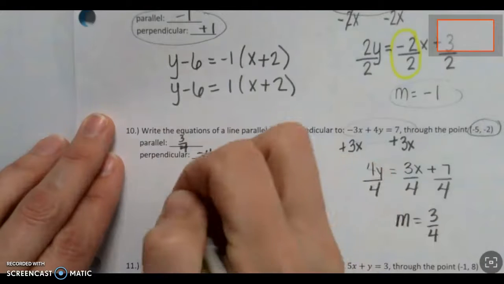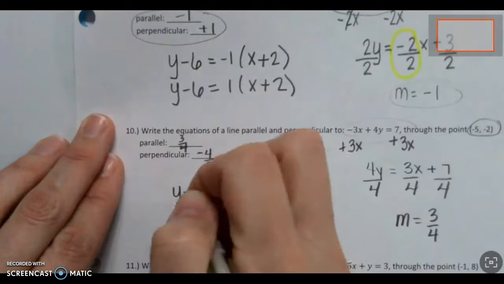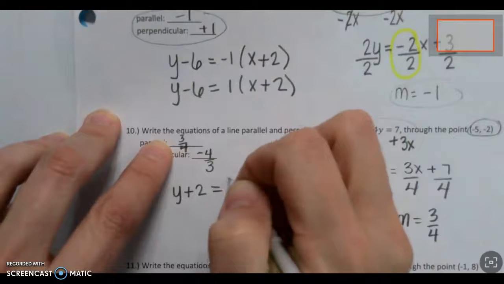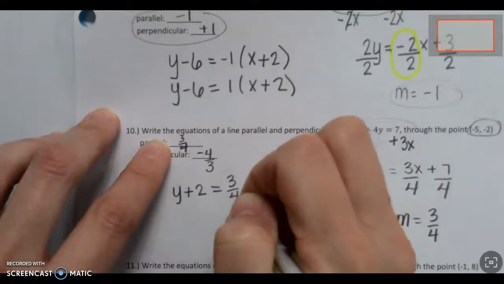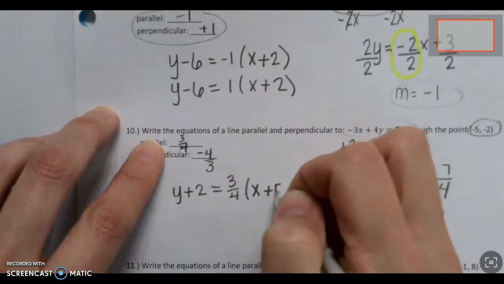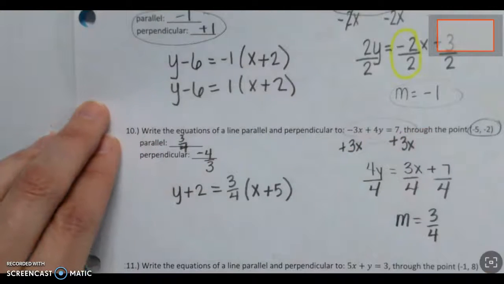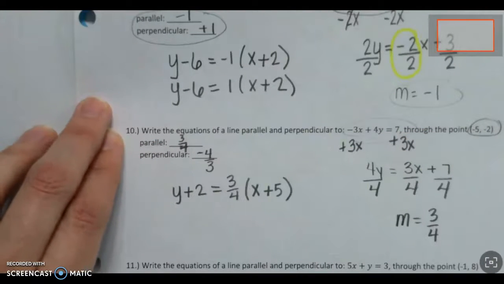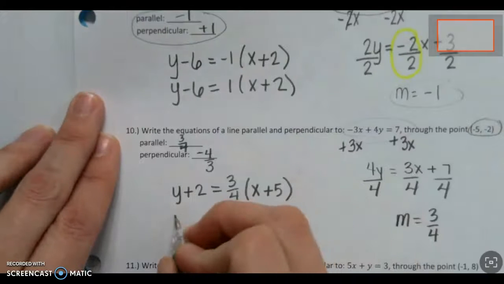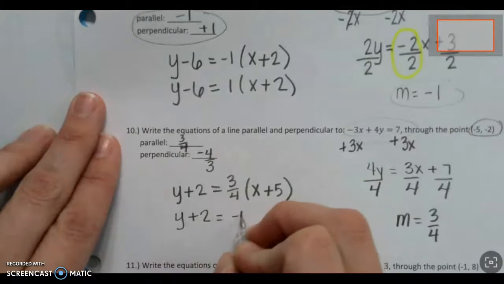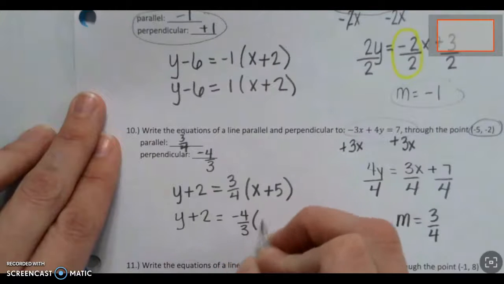Okay, here we go. Y plus 2 equals, put in your slope of 3 over 4 for the first equation. And then it's going to be plus 5, because minus a negative would be plus. Okay, and then do your second equation, y plus 2, this is for perpendicular, negative 4 over 3, and x plus 5.